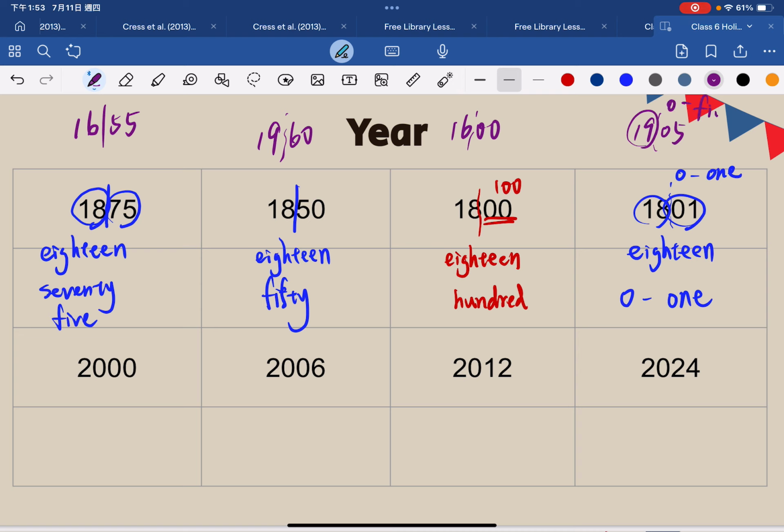That's great. So let's move on to the second rules. Here we have 2000. We don't say twenty hundred. What will we say? We will say two thousand. That's right. So next one, 2006. No, I don't think so. It's two thousand six. Sometimes you might also hear twenty oh six. It's also correct.